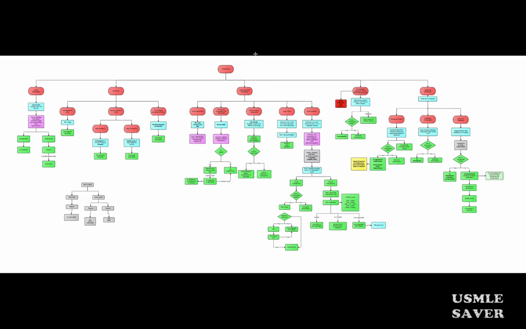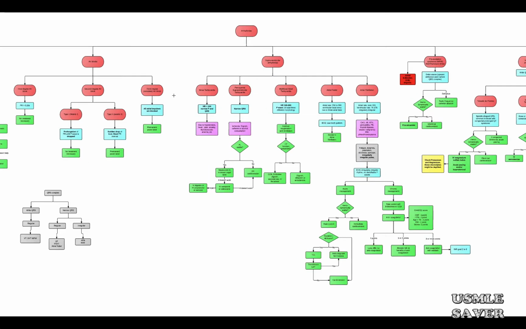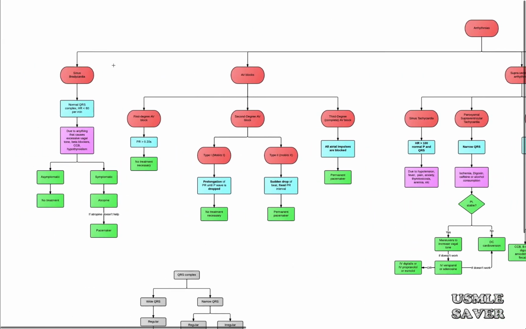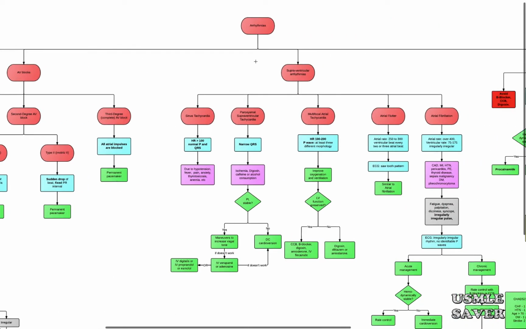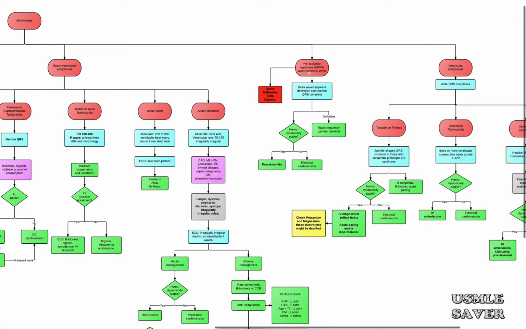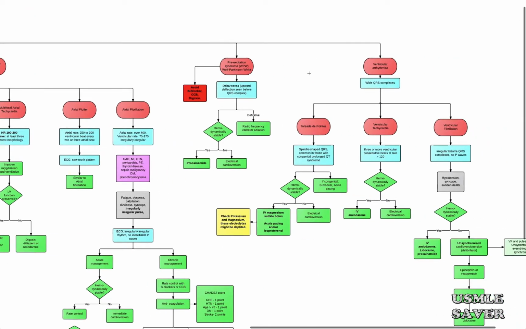Hey guys! So in this section, we will go over different types of arrhythmias. First, I broke them down into five categories, which are sinus bradycardia, AV blocks, supraventricular arrhythmias, pre-excitation syndrome or Wolff-Parkinson-White syndrome, and ventricular arrhythmias.